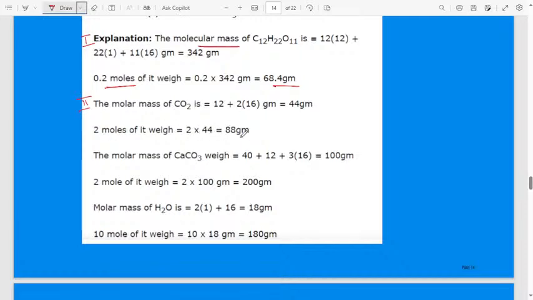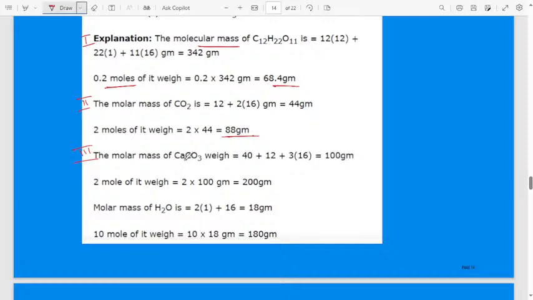2 into 44, 88 gram. First one is 68, second one is 88 gram. Then third one, molar mass of calcium carbonate. Calculate the molar mass of calcium carbonate.